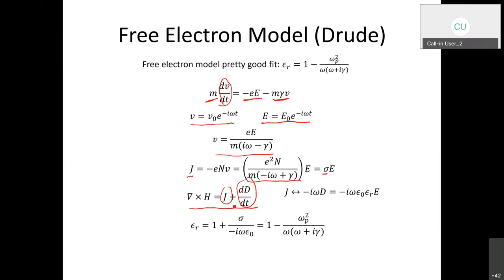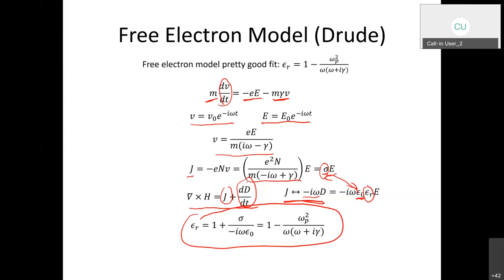So physically, they're kind of the same thing, and that's what's being written here. But you obviously have to have this minus i omega and an epsilon naught factor here. And from this, by comparing this relation over here with the conductivity found in this formula, we can find that the relative permittivity is given by this expression over here. So that is essentially the Drude model in a nutshell.